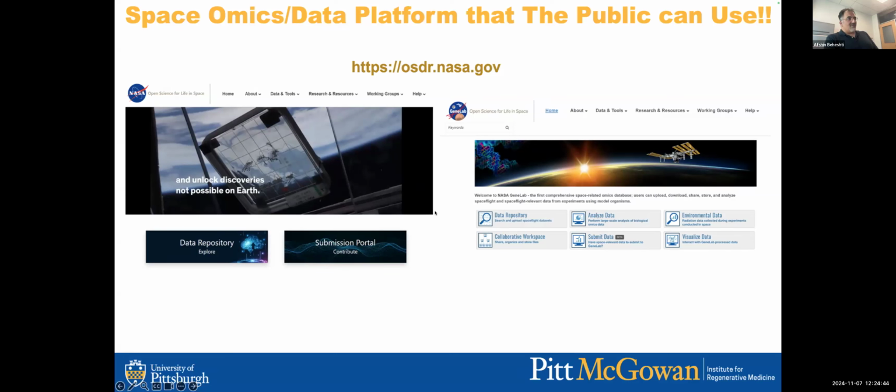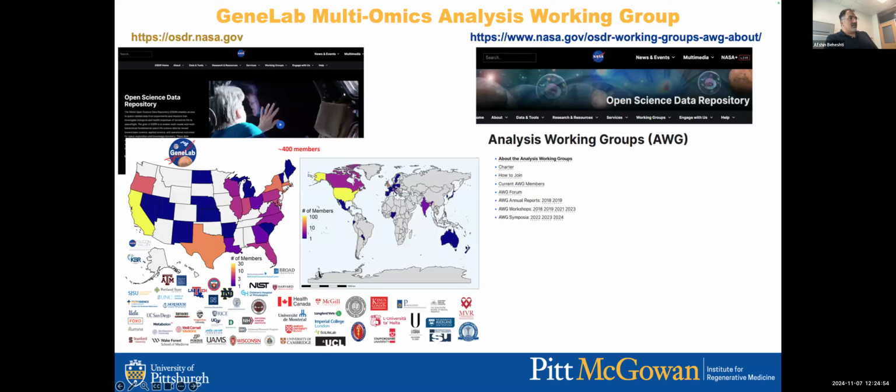So you could go here and, let's say, search for your favorite tissue, your favorite omics data you want, and then see what type of data is available here. There's lots of data there. And then one other thing, there's the new Open Science Data, I have here in this slide for the picture.